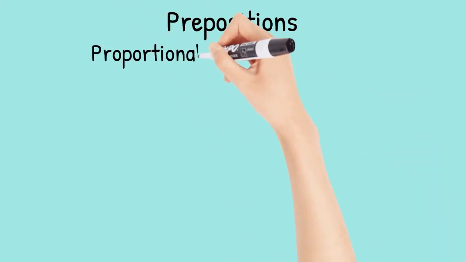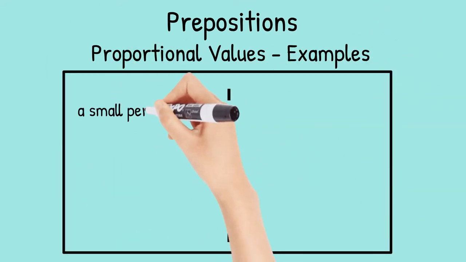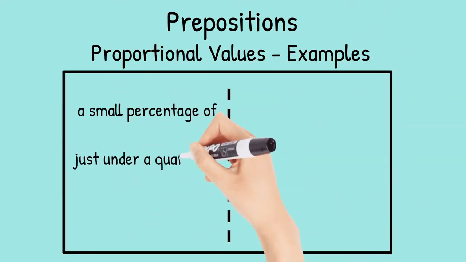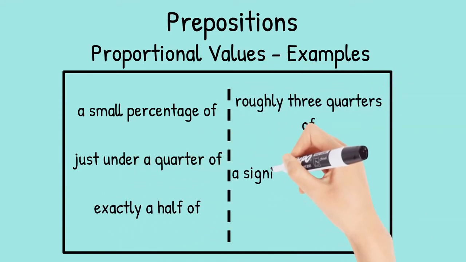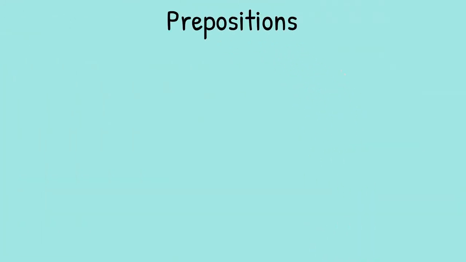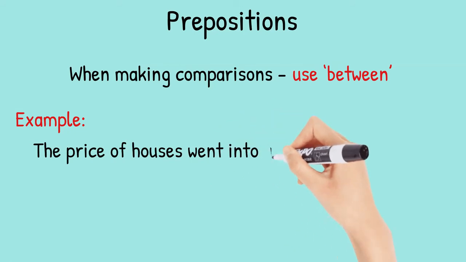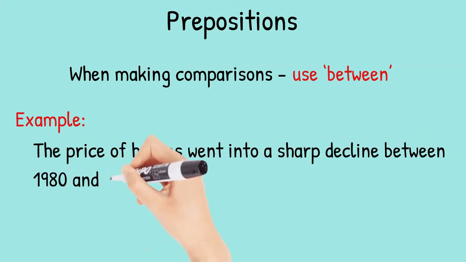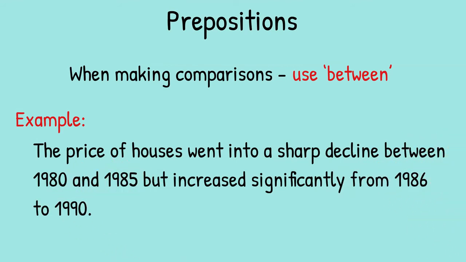You will probably want to use proportional values in your Task 1 essay. So here are some examples. A small percentage of, just under a quarter of, exactly a half of, roughly 3/4 of, a significant majority of, and a high number of. Another preposition to learn is between, which you will need to make comparisons. For example, the price of houses went into a sharp decline between 1980 and 1985, but increased significantly from 1986 to 1990. Next, let's have a look at articles.